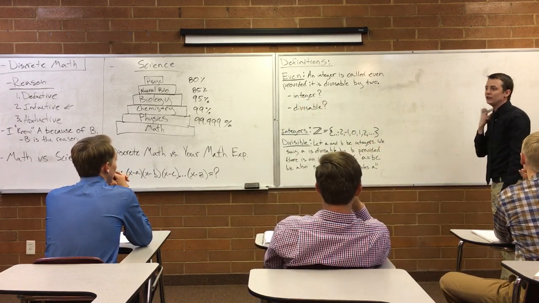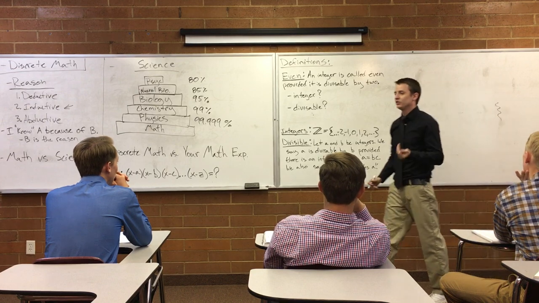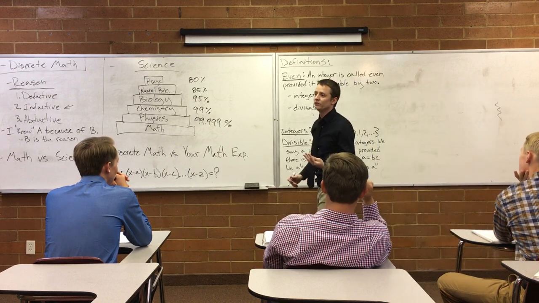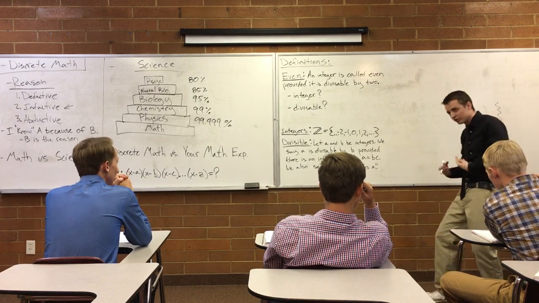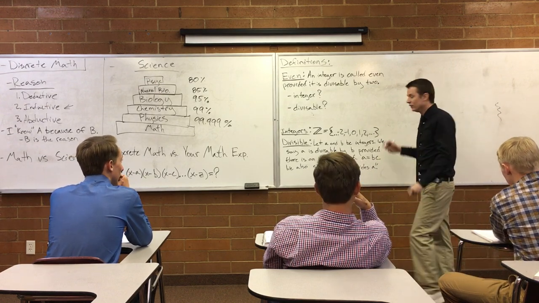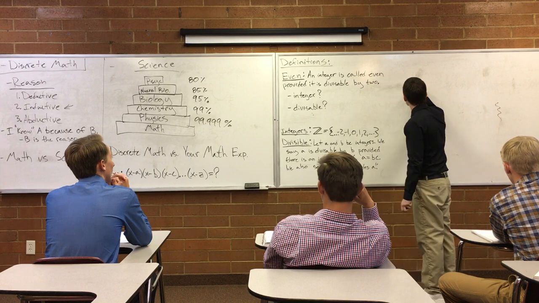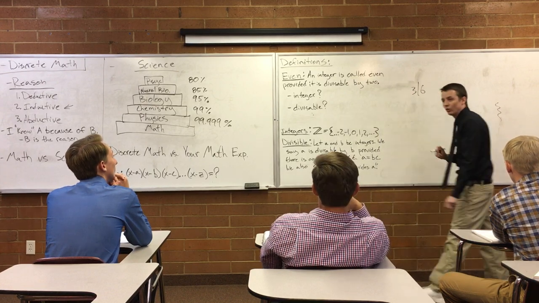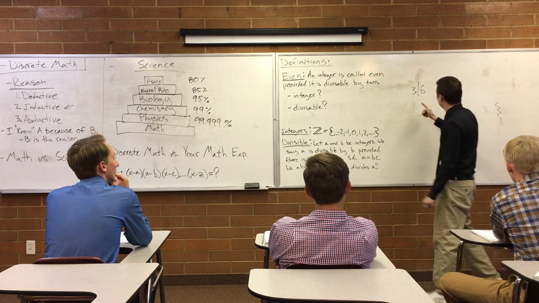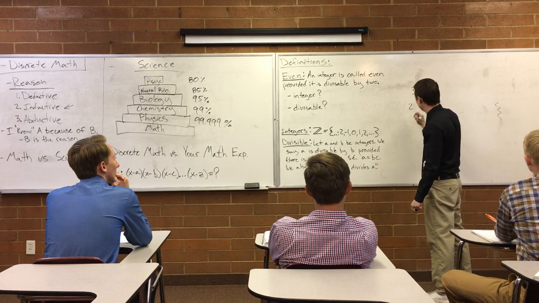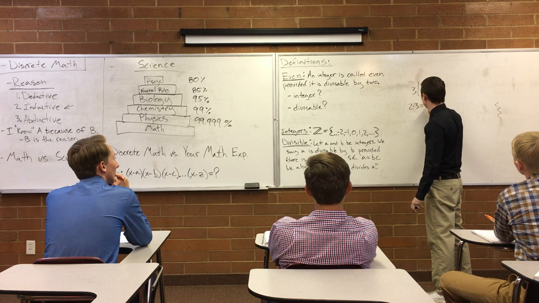You already have intuition for what divisible means. The way you typically said it is, it goes into it an even number of times. Is 6 divisible by 3? Yeah, because 3 goes into it twice. So, how did I know that 3 divides 6, or that 6 is divisible by 3? We knew that because there is some integer, namely 2, such that 2 times 3 equals 6.